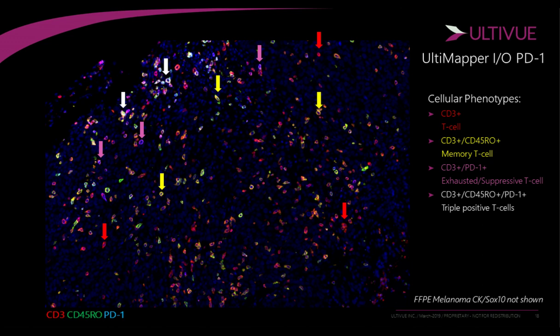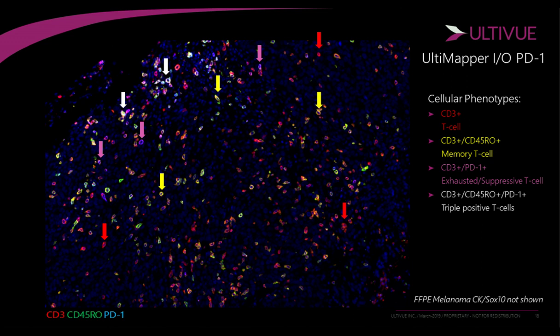So you have different phenotypes here, and when you have multiple markers being expressed on the same cell, you'll get new colors. If you have red and green, you'll get yellow. If you have red and blue, you'll get more of this pink. If you have a triple positive, you'll get more of a white color. So when you're looking around this field of view, you can see a lot of simply CD3 positive T cells that really aren't expressing CD45RO or PD1.